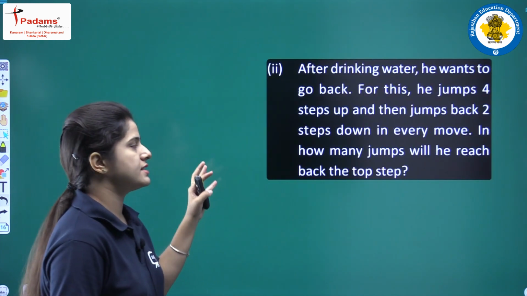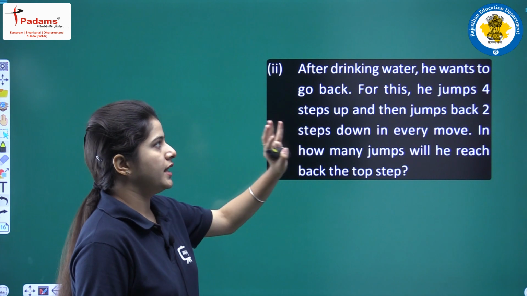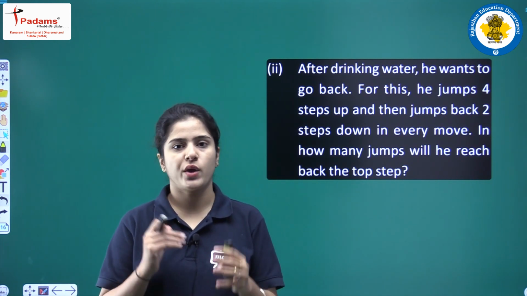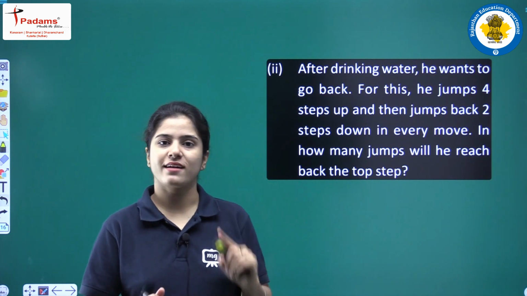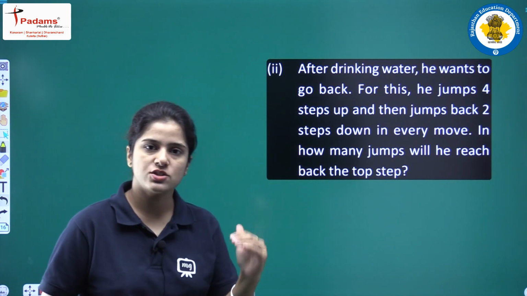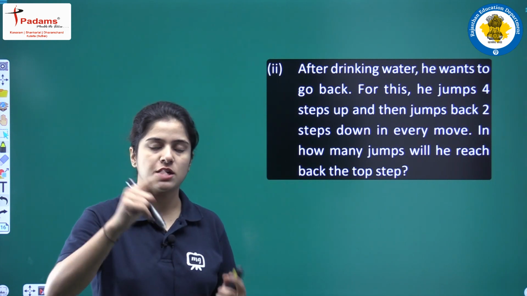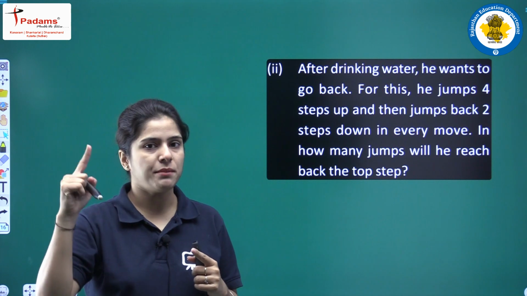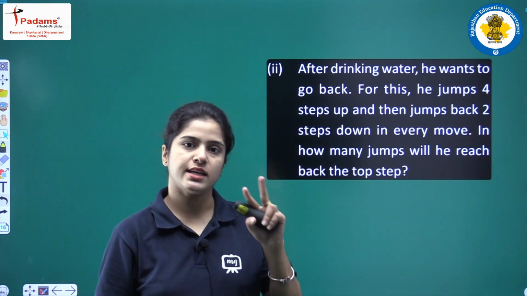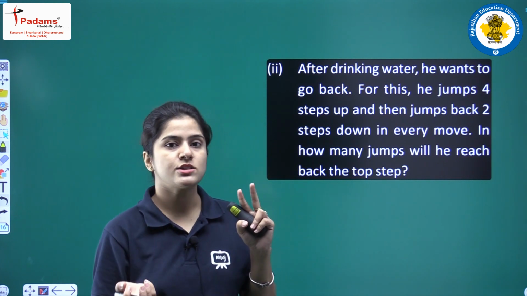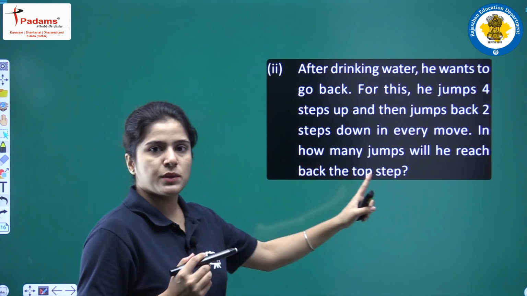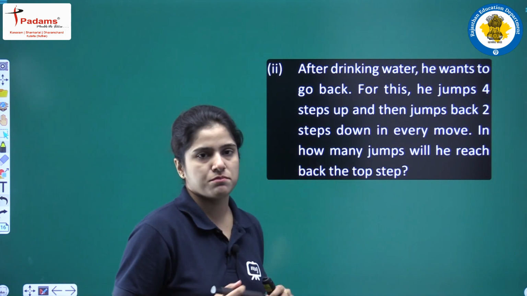So students, the second part says after drinking water he wants to go back. Now after he had reached the water level, he drank the water, now he wants to go back at the first step. For this he jumps 2 steps up. Now he is jumping up. In the first jump he is jumping up 4 steps. Up means negative integer, and then jumps back 4 steps down. Now in the second jump he is plus 2. Why plus 2? Because stepping down by 2 steps. So in how many jumps will he reach the top step?